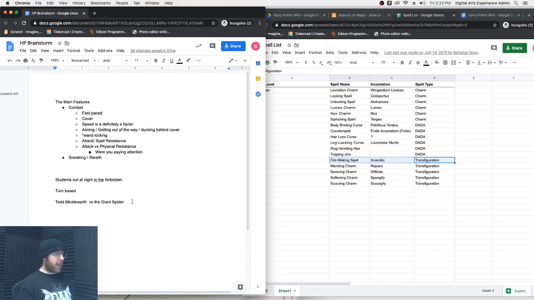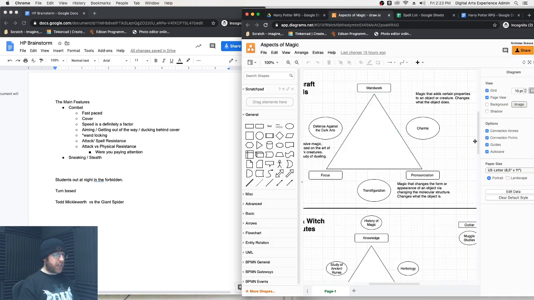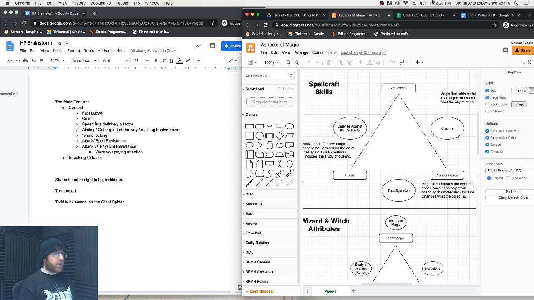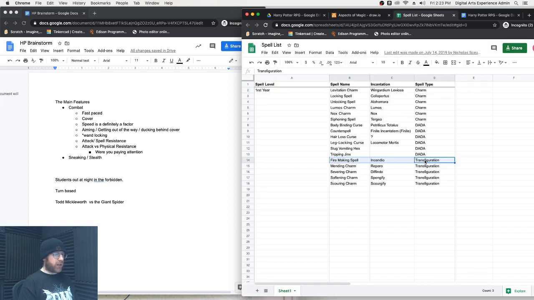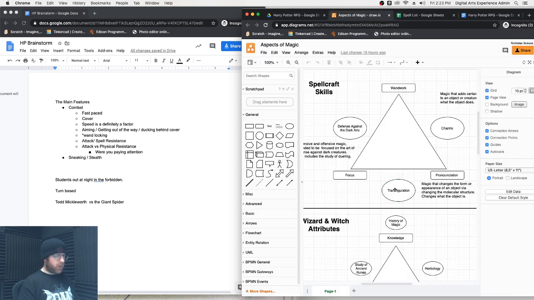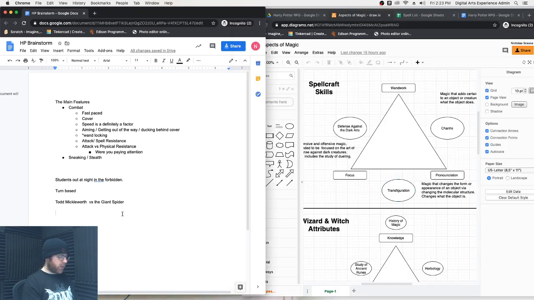What do we compare it against? So let's go against our sheet here. All right. So Incendio is a transfiguration spell. So Todd casts Incendio, which uses pronunciation and focus.